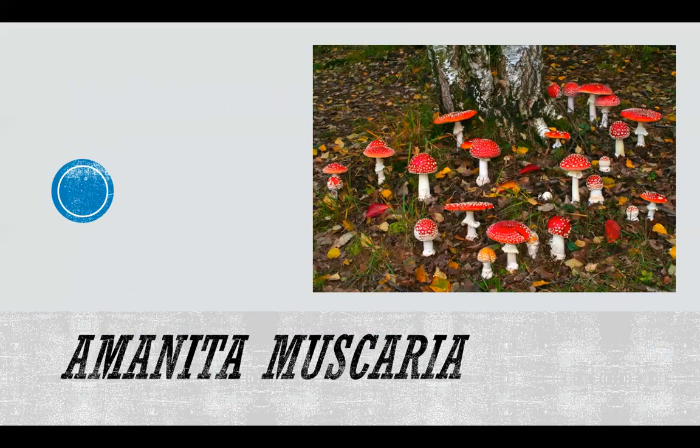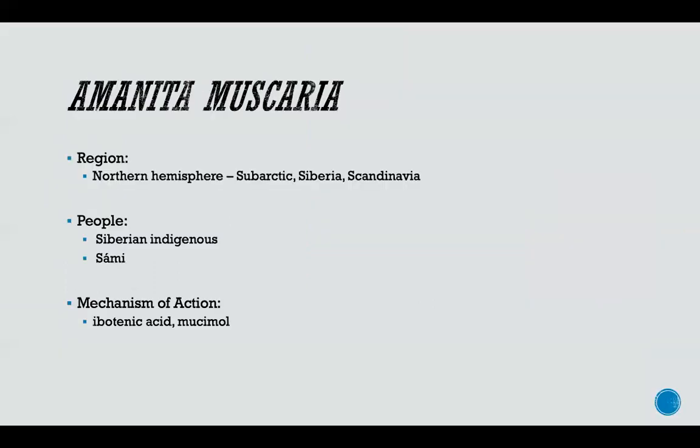Amanita muscaria. Amanita muscaria is commonly known as fly agaric or fly amanita, and is the iconic toadstool with the white dotted red cap. It is native to the Northern Hemisphere, but is now found throughout the world and has been used by indigenous people in Siberia and the Sapmi people of Northern Scandinavia as an entheogen for hundreds of years.